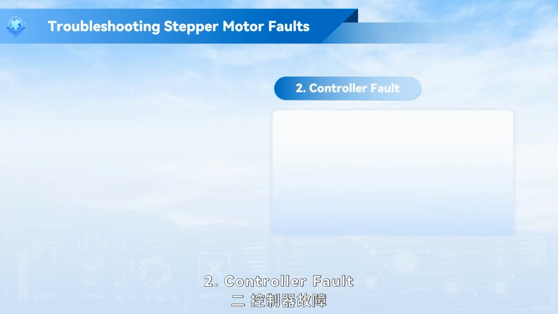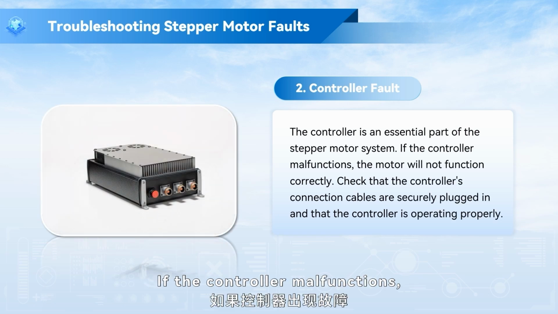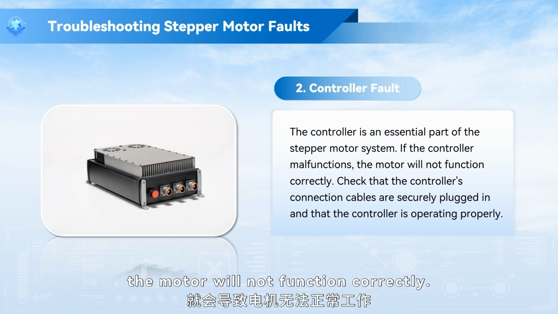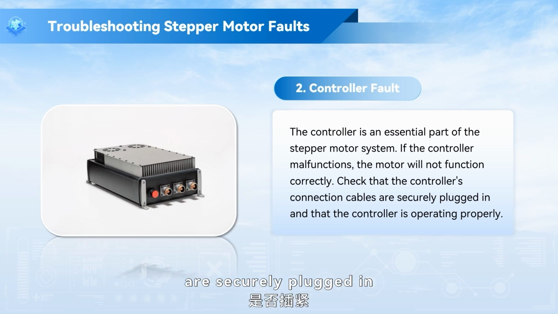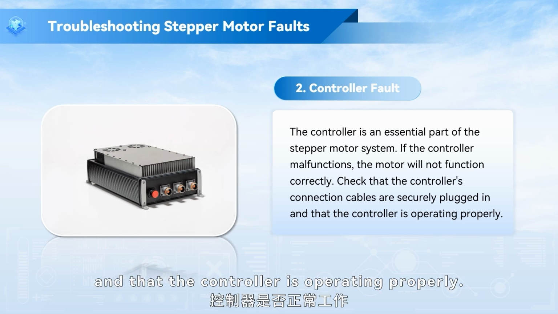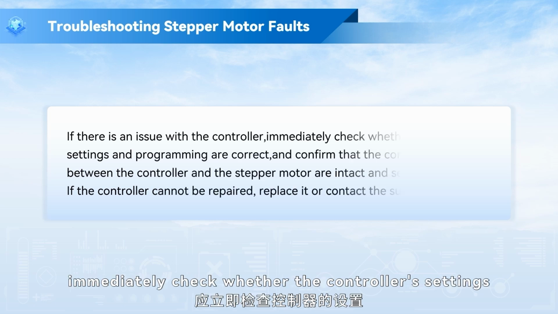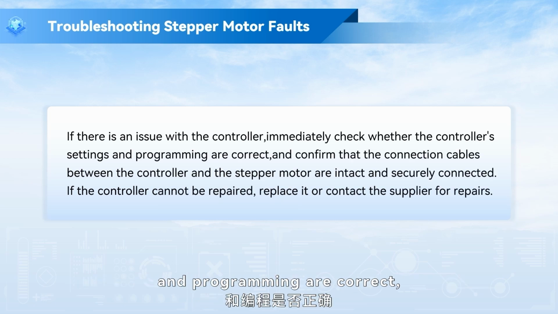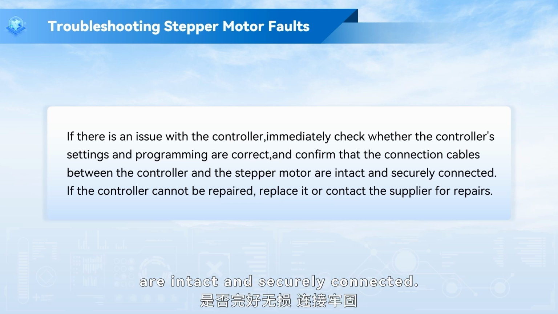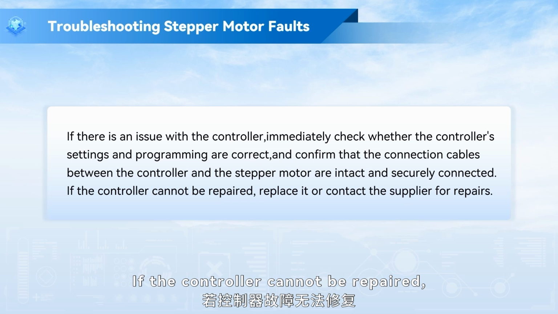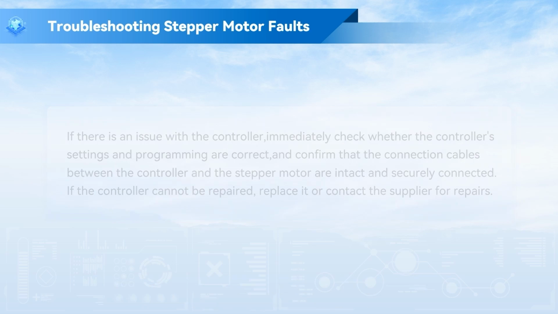2. Controller fault. The controller is an essential part of the stepper motor system. If the controller malfunctions, the motor will not function correctly. Check that the controller's connection cables are securely plugged in, and that the controller is operating properly. If there is an issue with the controller, immediately check whether the controller's settings and programming are correct, and confirm that the connection cables between the controller and the stepper motor are intact and securely connected. If the controller cannot be repaired, replace it or contact the supplier for repairs.